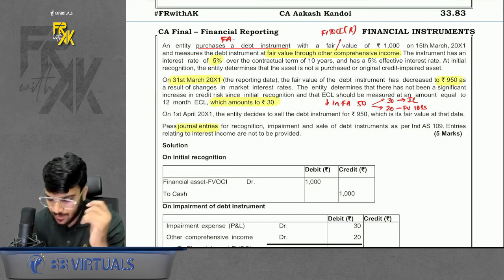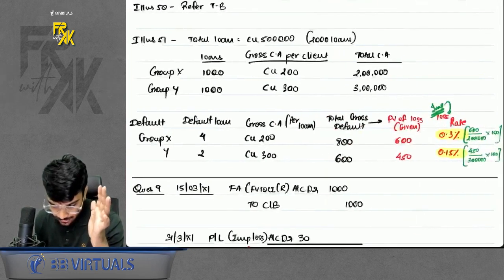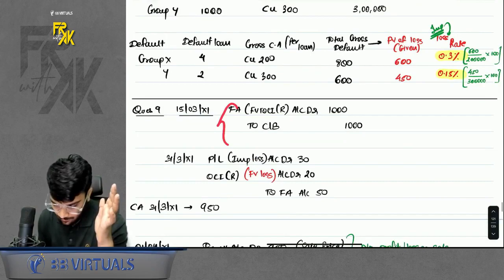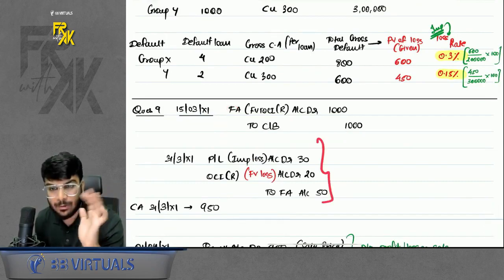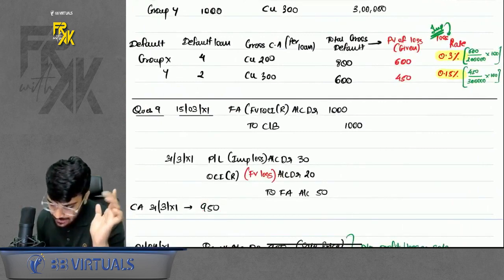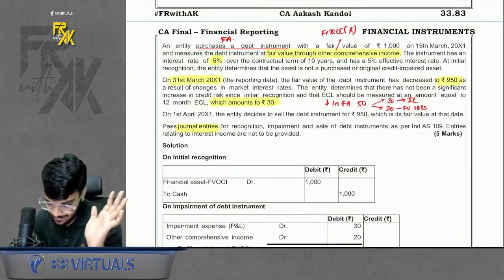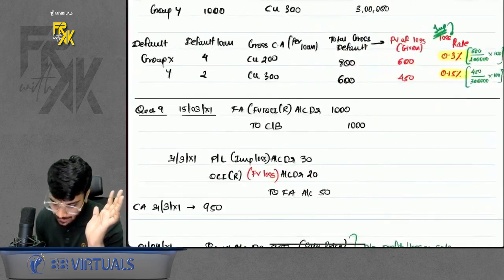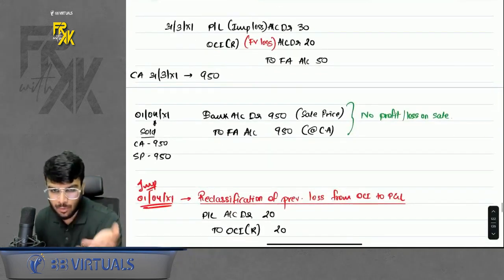But in this question, there are multiple things as well. I'll discuss everything. First, we purchase the asset, so we record the entry for purchase. Then we book the fair value gain or loss and impairment loss, everything. Then the carrying amount became 950. Later on, we sold the asset for 950 itself. That means we are selling the asset at carrying amount only. Sale price and carrying amount are the same, so no profit or loss.